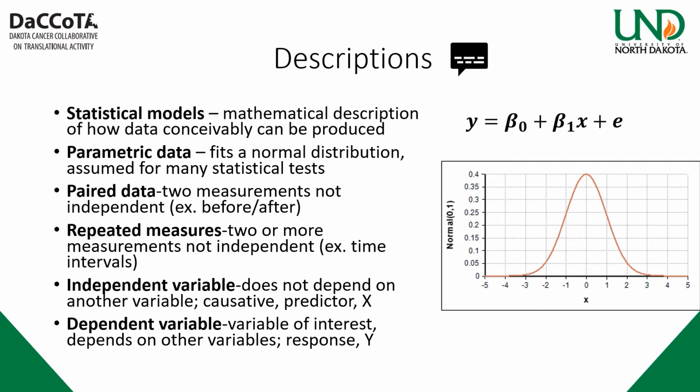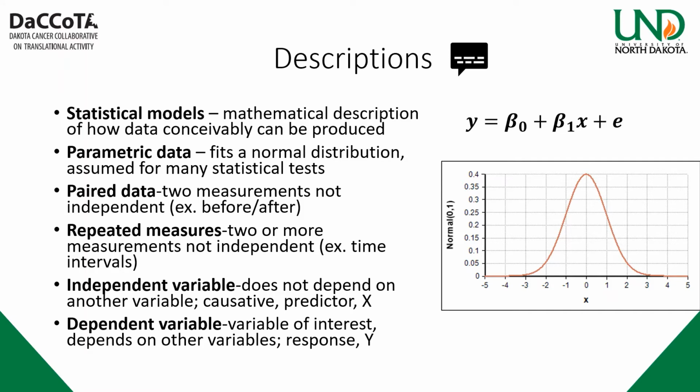And then repeated measures is sort of like an extended version of that, where it can be two or more. So maybe time intervals is a good example. Maybe you measure someone's blood pressure over 3 or 4 months, and then you do this for several individuals, and maybe you're looking at a change across time.